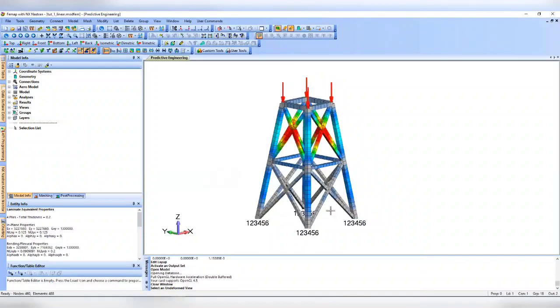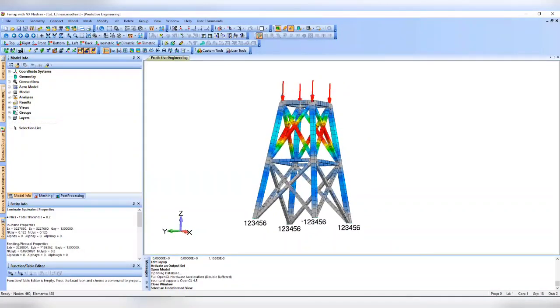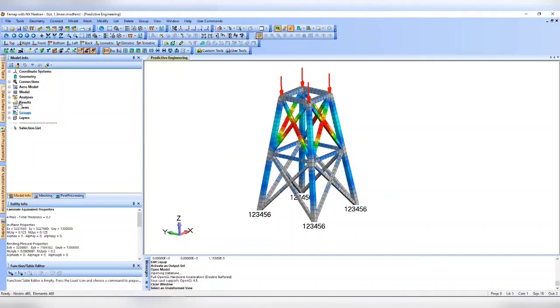It's constrained at these bottom nodes, 1, 2, 3, 4, 5, 6, and I apply loading at these top corner nodes. Your boss comes up to you and asks, does this system buckle? There's two ways of solving it. There's a solution 105 eigenvalue solution, which is a linear buckling analysis. And there's a solution 106, which is a nonlinear large displacement analysis.